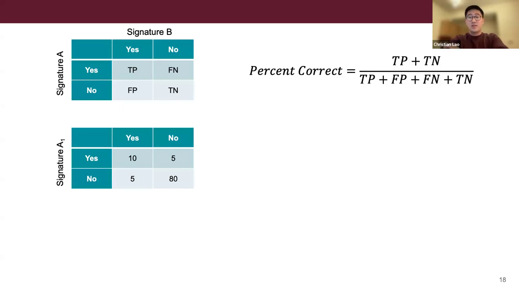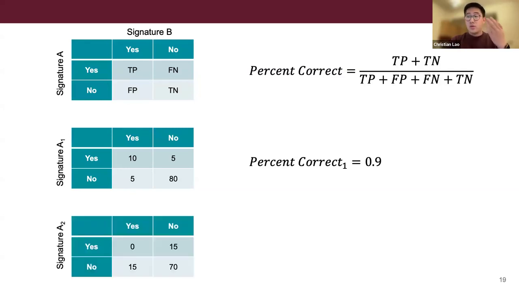To illustrate this, I'll use a toy example. So let's say we have signature A that occurs 15 times, signature B that occurs 15 times also, across 100 windows. And then they occur in common in 10 windows between them, which means that they miss each other 5 times each. This gives us a percent correct of 0.9, which is, I would argue, pretty good. However, there's a flaw in this metric, since you can get quite a good score, a percent correct of 0.7.